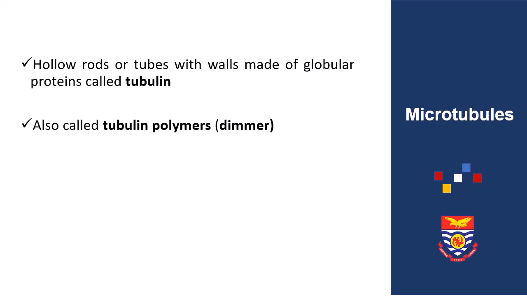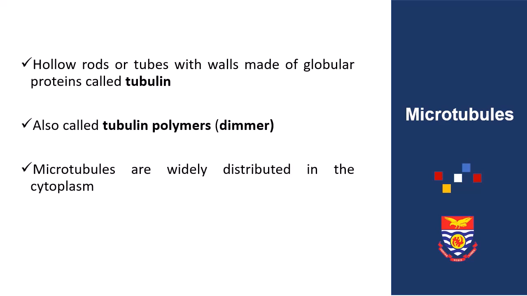where they may occur singly or in bundles. The microtubules are numerous in the cytoplasm, and they can be broken down and assembled, and that is one key property of microtubules. They can easily be broken down and also reassembled. In animal cells, microtubules grow out of the centrosome, and this centrosome is a region located close to the nucleus.